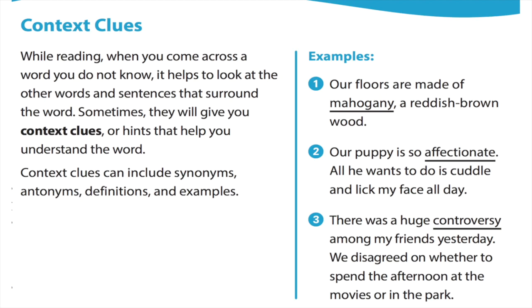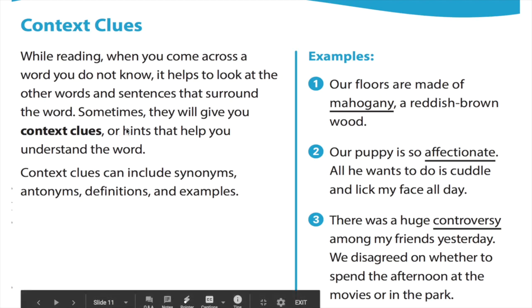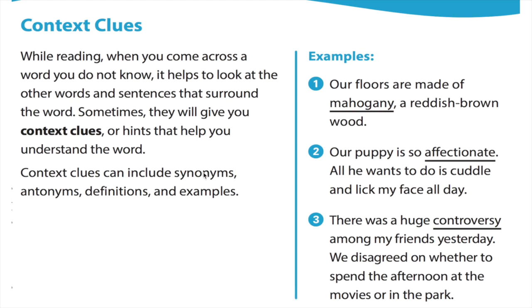All right. And last week we went over context clues. So when you come across words you don't know, you have to look for words around it, which are hints to giving you the meaning of the word. Context clues include synonyms, antonyms, definitions, and examples. We did mahogany, which was a reddish brown wood, last week.